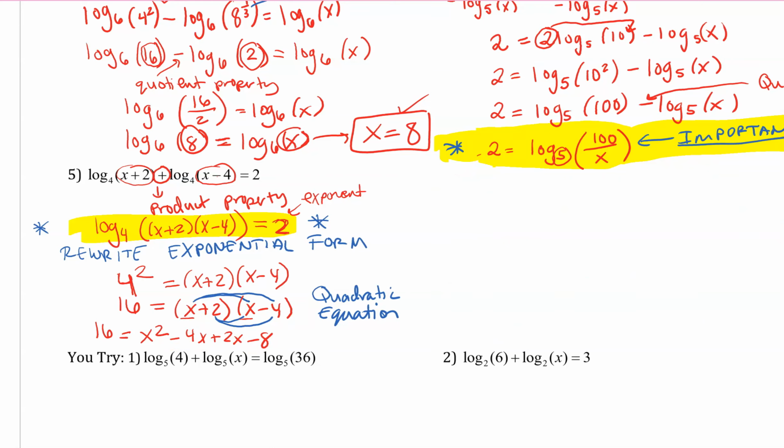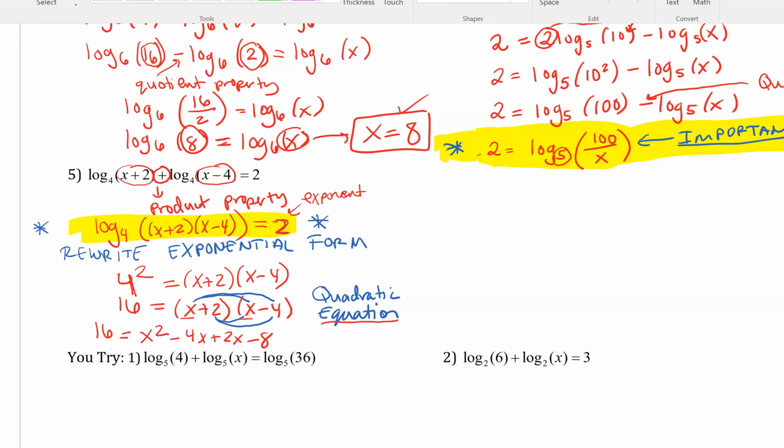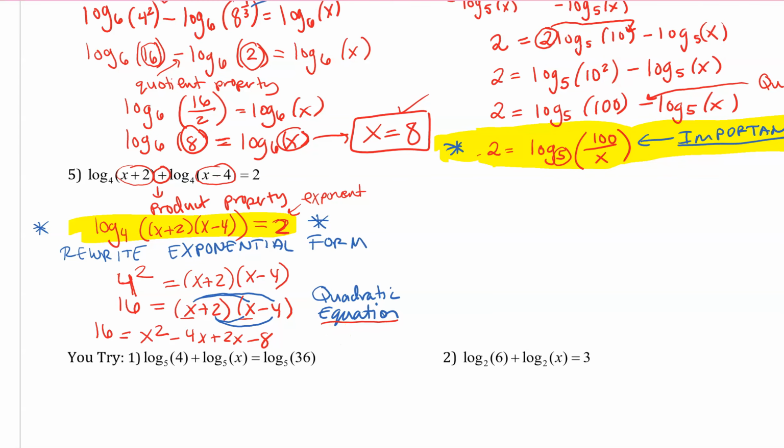And so what I'm going to need to do, because it is a quadratic equation, is I need to get 0 on one side, right? Get 0 on one side. We do this whenever we have an x squared in our equation. We need to get 0 on one side. So I'm going to move over to here.